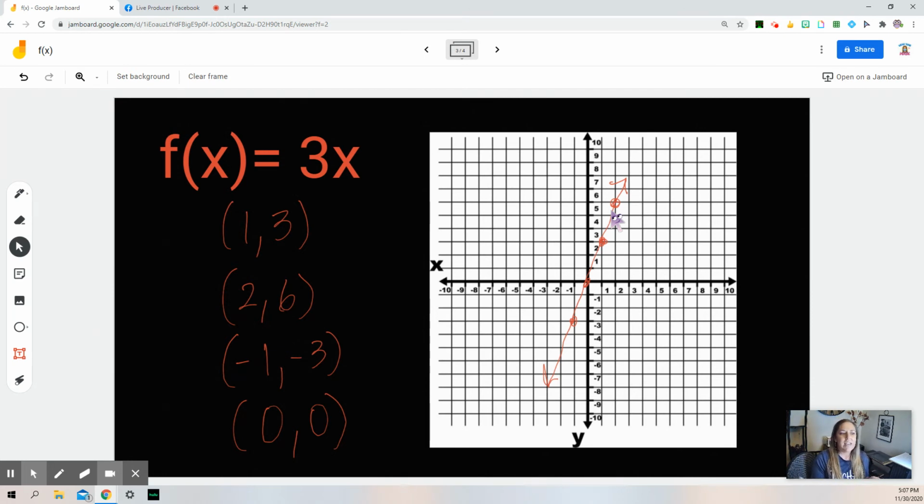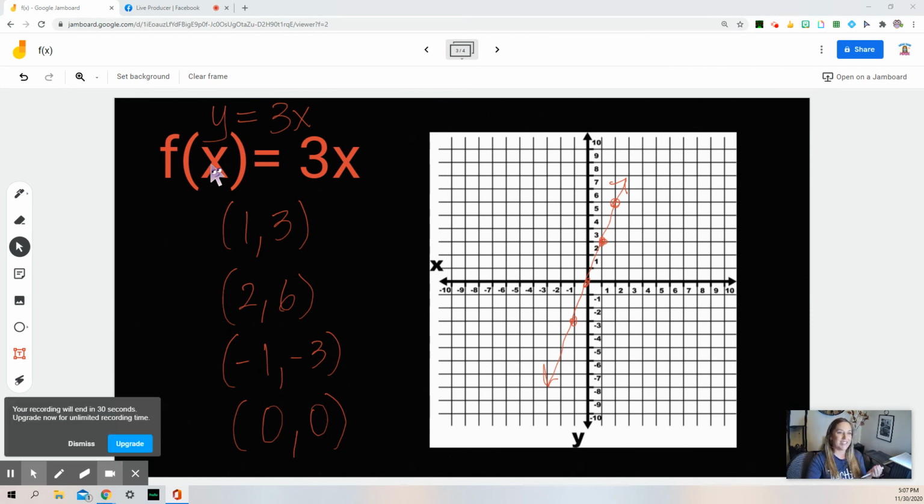So why would we see f of x instead of y? Because I know that your teachers in middle school are using y equals 3x or y equals x. Well, it's the same thing. F of x is the same thing as y. So when you see that, the f of x is just a fancier way of saying y. So don't get confused on that. We're still talking about functions, just like y is a function of x.